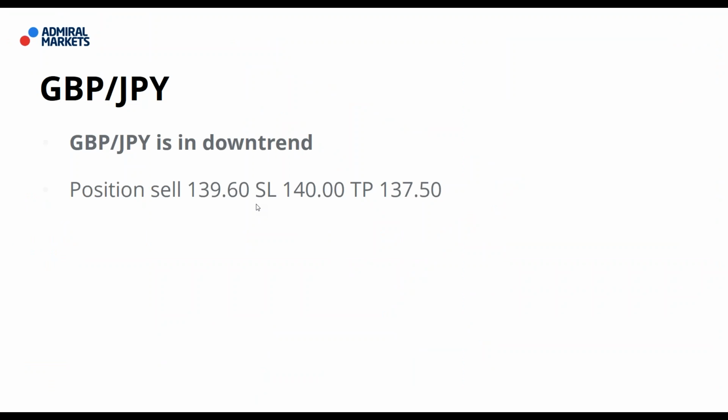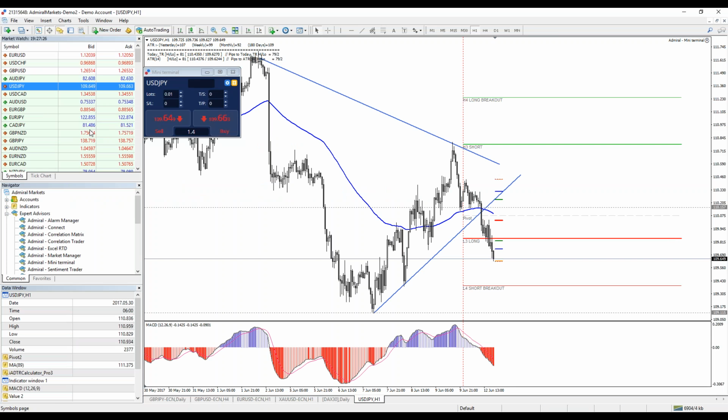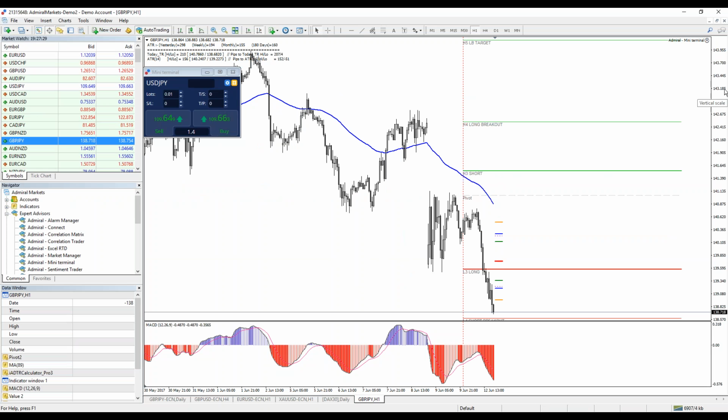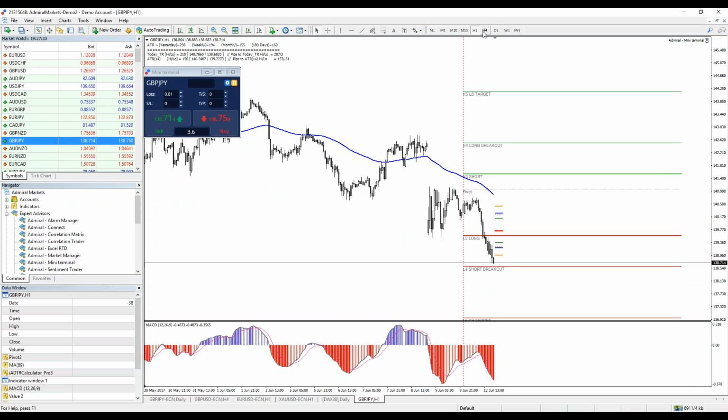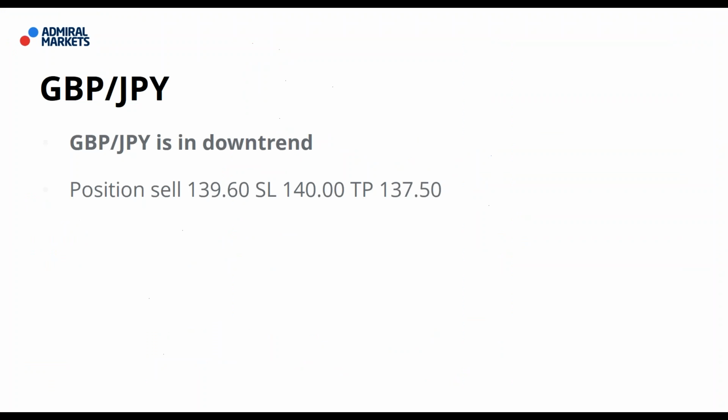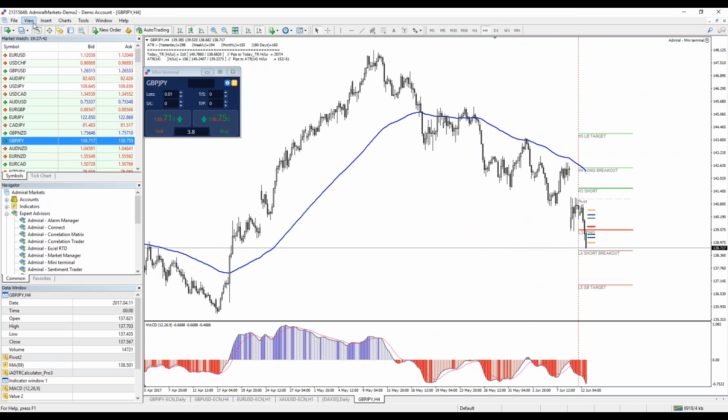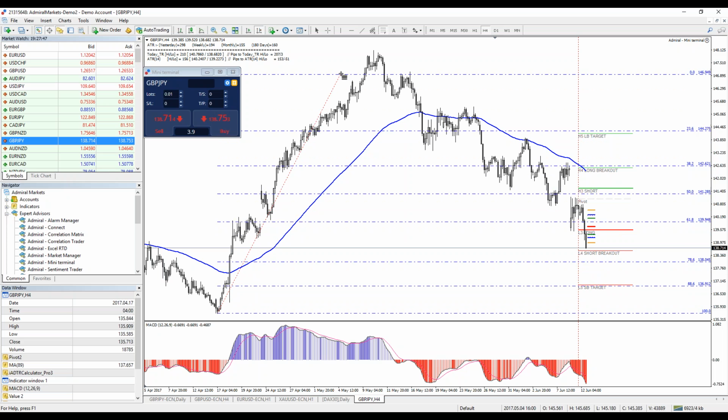And finally, pound yen trade. Pound yen trade is a sell position. 139.60, 140.00 is stop. Possibly it's trying to get towards 137.50. Pound is bearish, and of course pound yen is also bearish. So 137 is a possible buy position, 137.50 here. Okay, now it's dropping off the 4-hour time frame.